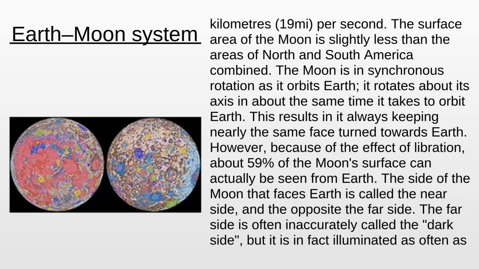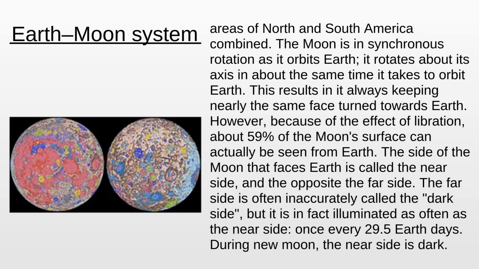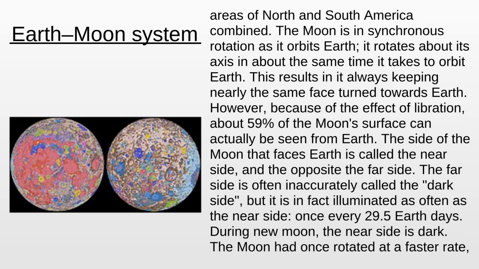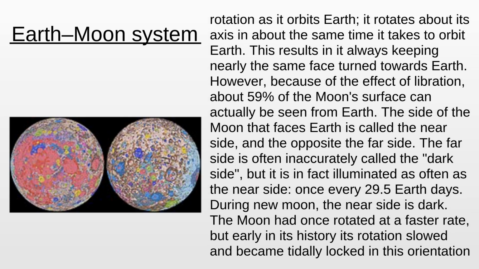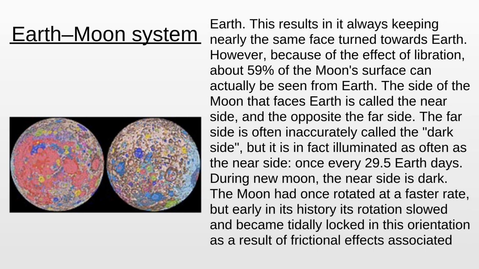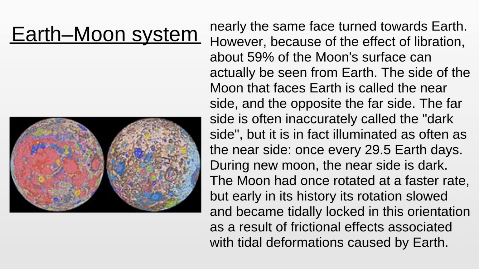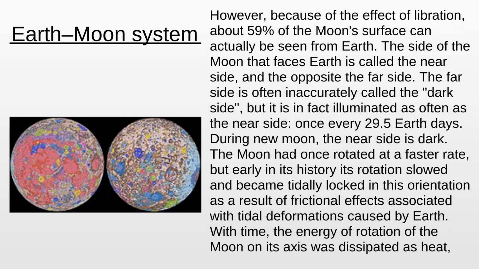The surface area of the Moon is slightly less than the areas of North and South America combined. The Moon is in synchronous rotation as it orbits Earth. It rotates about its axis in about the same time it takes to orbit Earth. This results in it always keeping nearly the same face turned towards Earth. However, because of the effect of libration, about 59% of the Moon's surface can actually be seen from Earth.